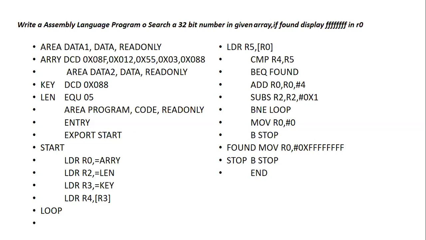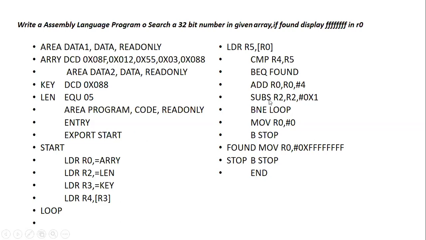Means 8F is a 32-bit number. So the first byte will be loaded with 8F, second byte with 00, third byte with 00, and fourth byte with 00. Means 2000 will be loaded with 8F, 2001 with 00, 2002 with 00, 2003 with 00. So the next memory location will be at 2004. There we will be storing our 12. That's why we add 4 to the value of R0. So now R0 will be pointing to 12.